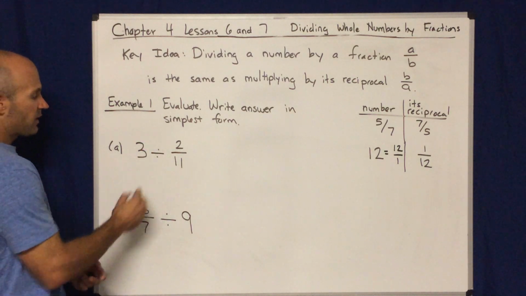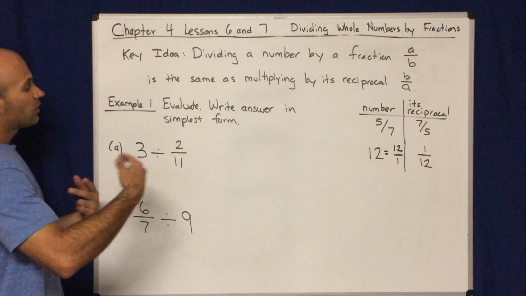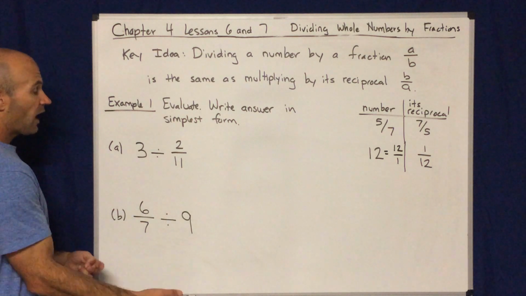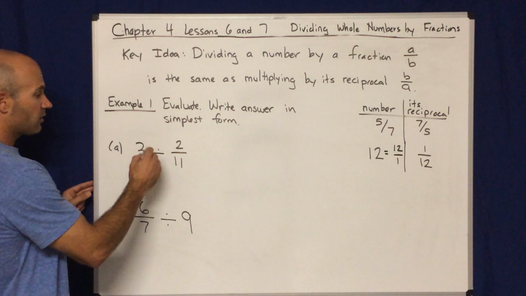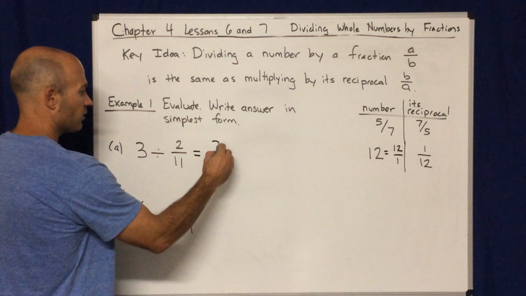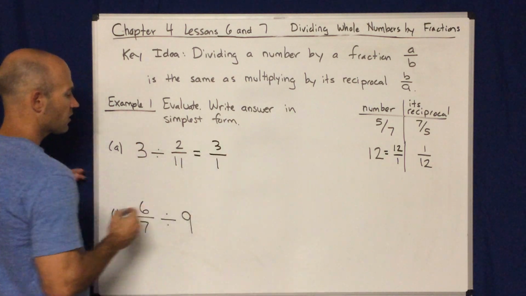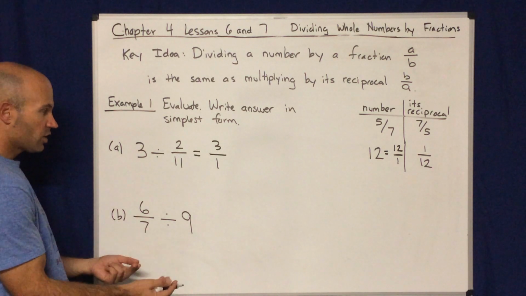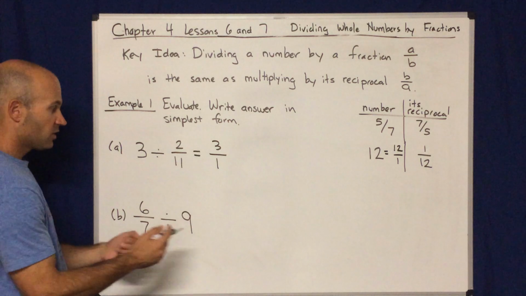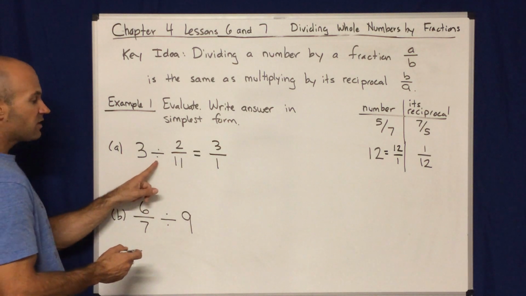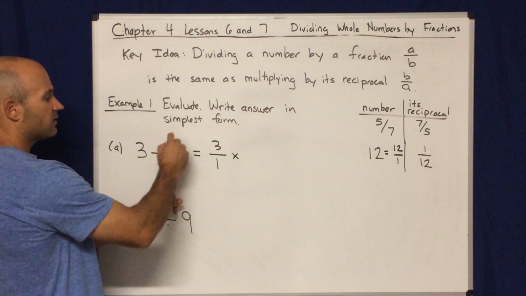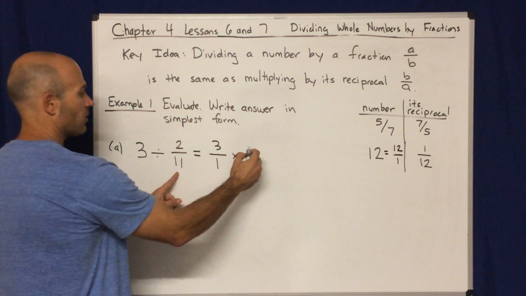So 3 divided by 2 over 11. So the goal is to convert this to a multiplication problem. I will start by rewriting the 3 as a 3 over 1. Next, here comes the key step in this conversion of a division problem to a multiplication. I change the division sign to a multiplication, and I replace this second fraction by its reciprocal.